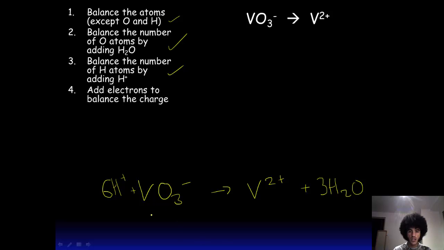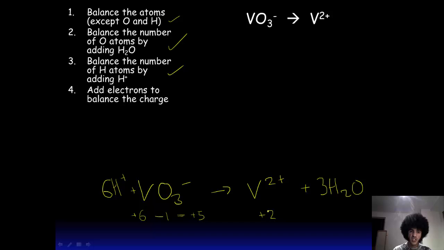Now in order to do this, I need to work out the charges on either side. The 6H+, it's 6 lots of 1+, which means it must be plus 6. I've then got VO3-, which is a -1. So overall that's plus 5. But on this side I've only got one thing that's charged, which is the vanadium, which is plus 2.